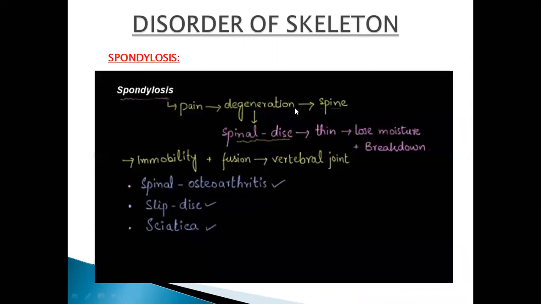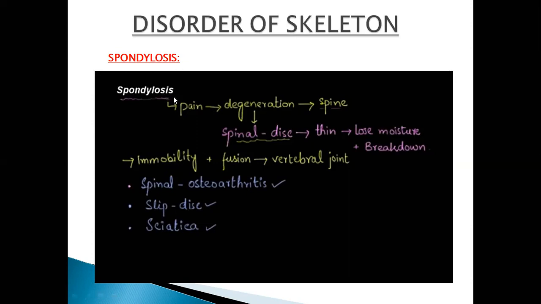That is spondylosis. Spondylosis is another disorder of the skeleton. It is the immobility and fusion of vertebral joints. What is spondylosis? It is the immobility and fusion of vertebral joints. Here the vertebral joints become packed with each other and they become totally immovable.